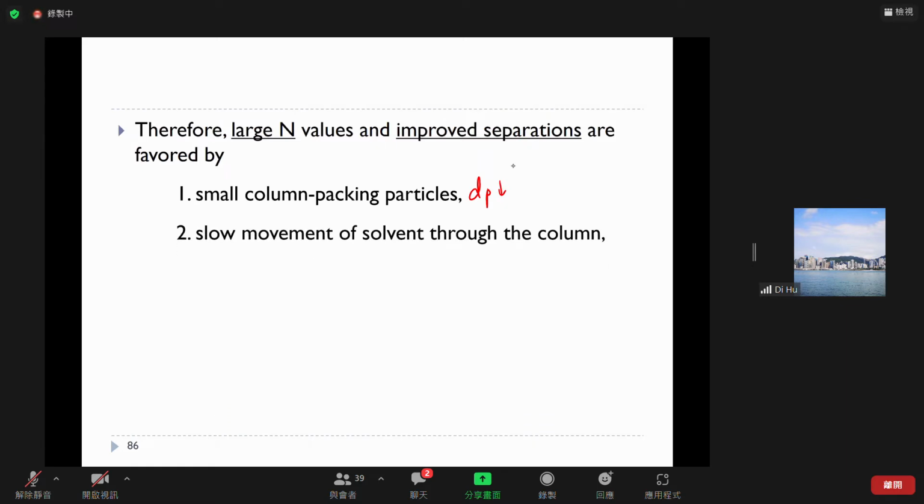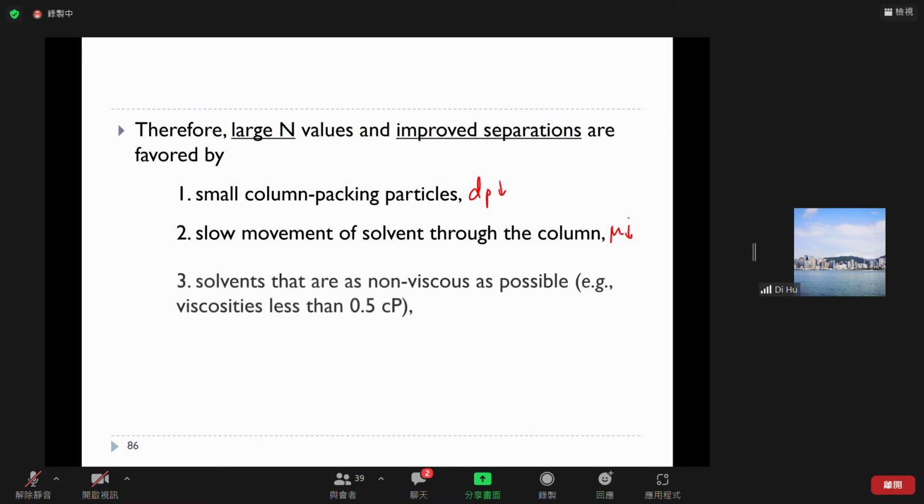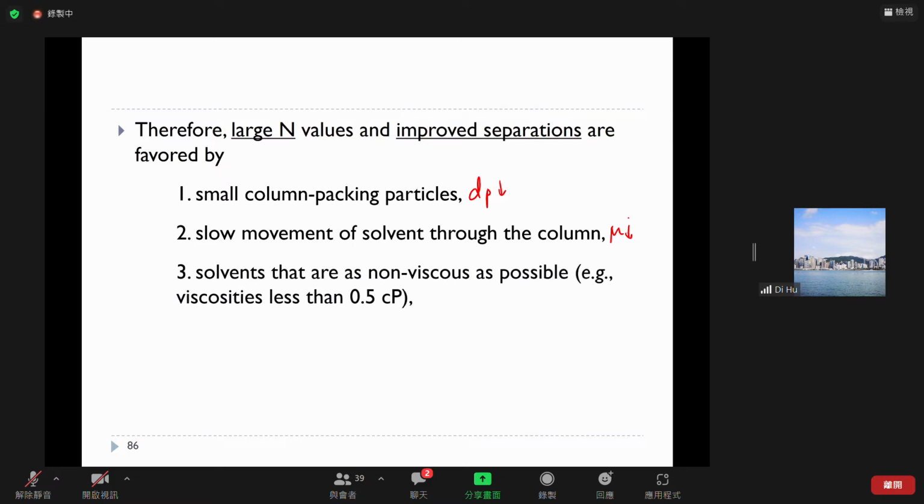And how about slow movement of the solvent through the column? That means decreasing mu, but at the same time you have to think that it will take a longer time for the separation, right? So this one is a compromise. And then the solvent should be as non-viscous as possible, which means a larger diffusion coefficient.